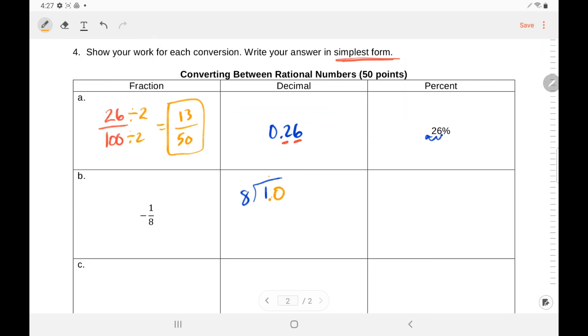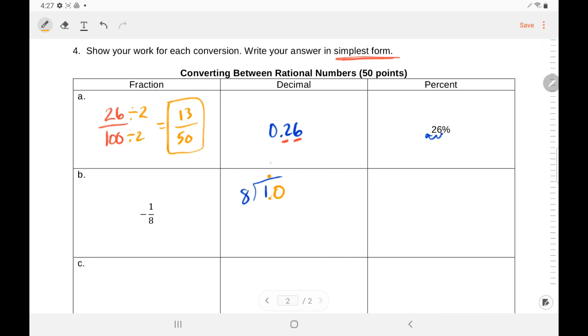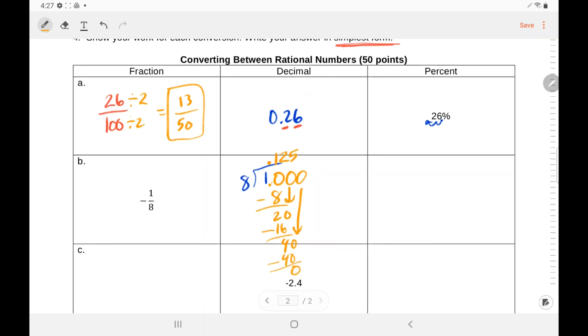So add a decimal and another decimal above it. So 8 goes in 10 one time. 1 times 8 is 8. Subtract 10 and 8, and you get 2. Bring down another 0. 8 goes into 20 twice. 2 times 8 is 16. Subtract and you get 4. Bring down another 0, and we get 40. 8 goes into 40 5 times. 5 times 8 is 40, and we're left with no remainder. So our answer is 0.125.